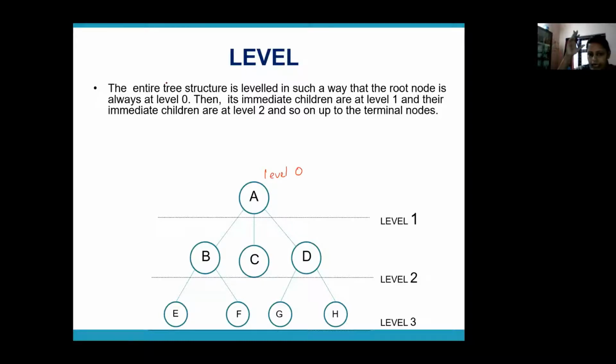The entire tree structure is leveled in such a way that the root node will always be at level 0. Who are the immediate children of the root node? B, C and D, right? So B, C and D will be at level 1. Then the immediate children of B, C and D will be at level 2. The immediate children of the level 2 nodes will be at level 3, and so on. So the tree structure is always leveled like this, and the root node will always belong to level 0. Got it? What is meant by level?